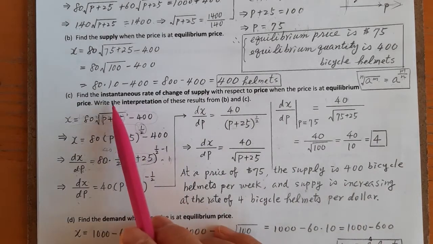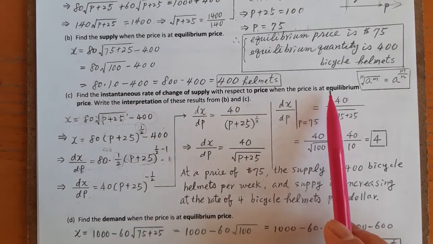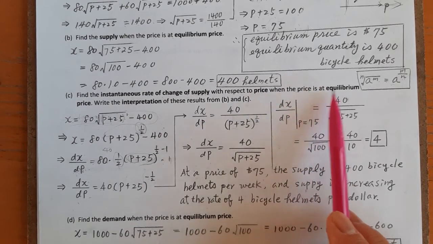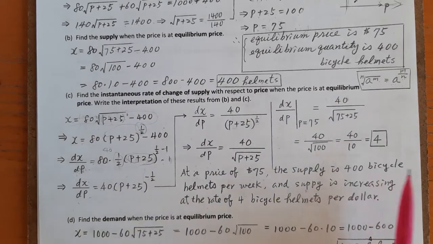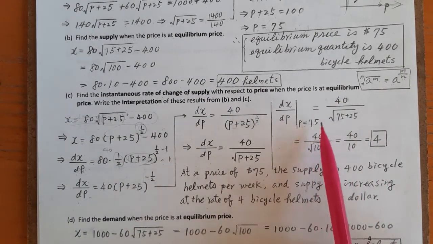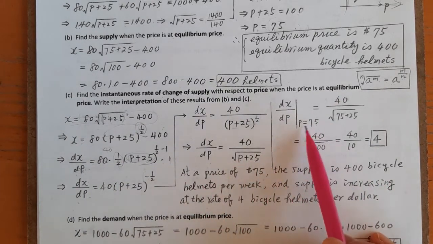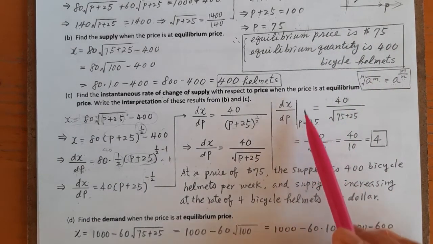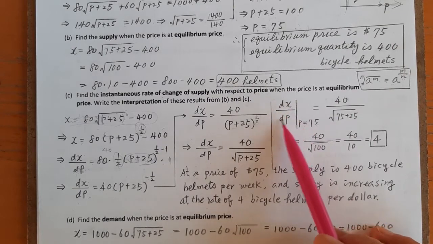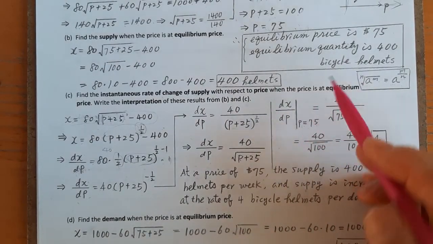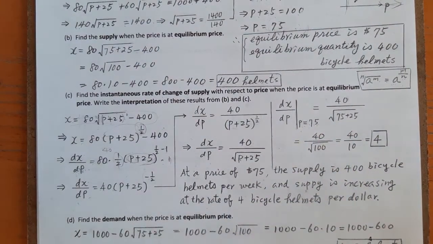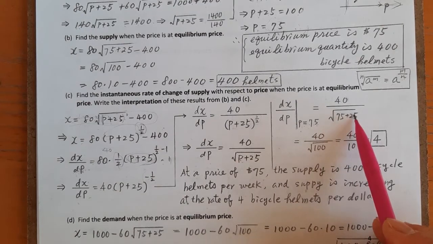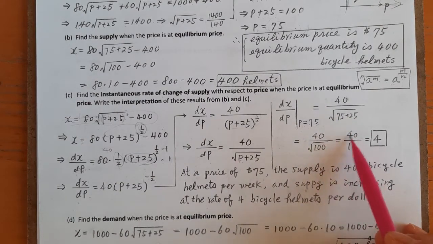Then it asks for this when the price is at the equilibrium price. So figure out when p equals 75, so you plug it in. The equilibrium price is $75, so p is 75. So find dx over dp given that p equals 75. Plug 75 into this: 75 plus 25 is 100, take the square root is 10, 40 divided by 10 is 4.